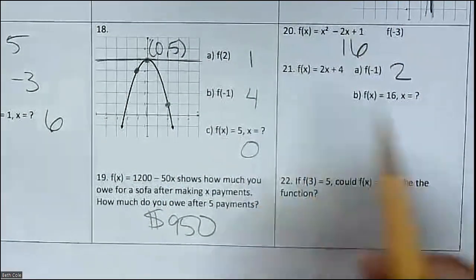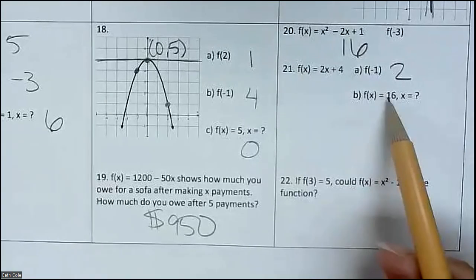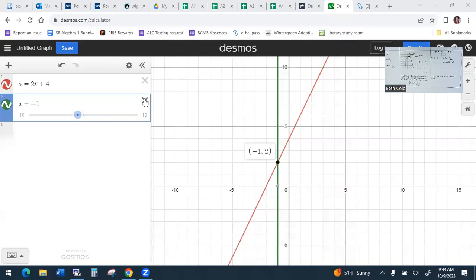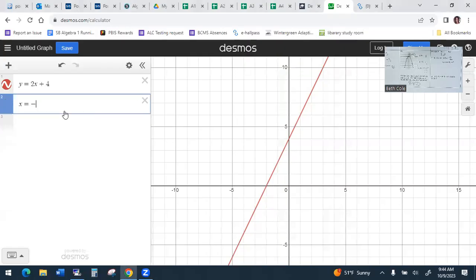Oh, look, this one's backwards. Do you see how that's backwards? You're given y, you're trying to find x. So I'm going to come back to my equation here. Can you guys look? I'm going to change this second bar here to what? What do I have to type in? Good, perfect, awesome.